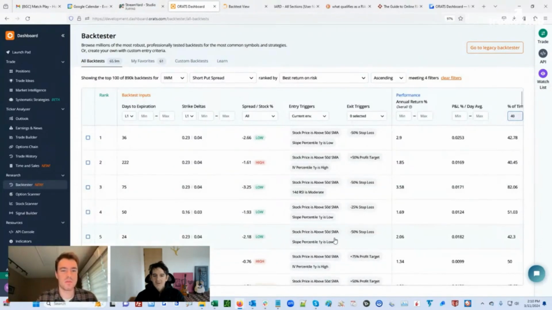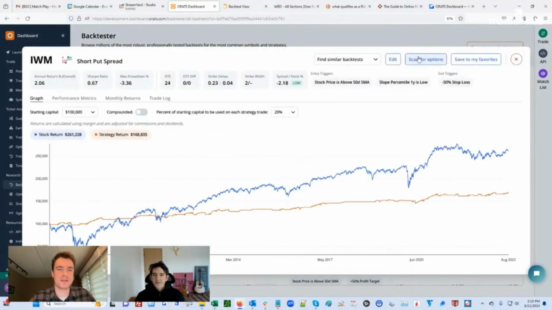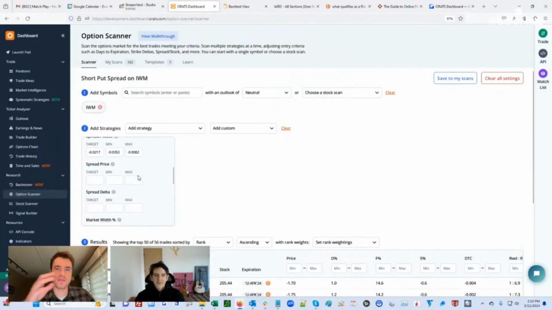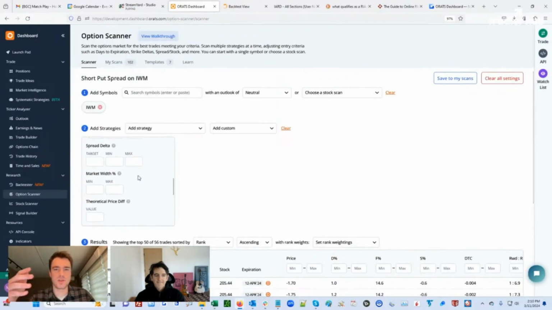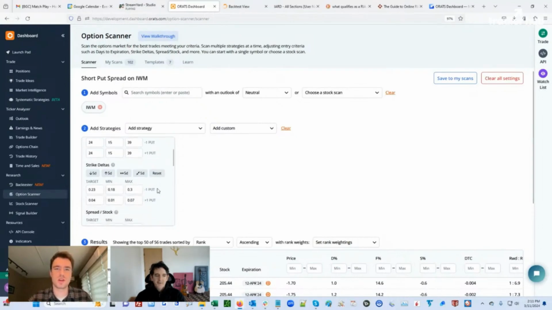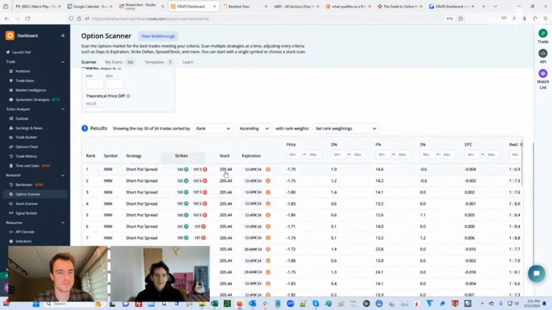So the way you would do that manually, if you're just looking through the backtesters, you'd click on the one you like. We can just click on one of those. Yeah. And then there's a button at the top that says scan for options. If you click that, it takes you directly to the option scanner and fills in all of the data that the backtest used as entry criteria. So the strike width, the days to expiration, any spread yield, entry triggers, and all that. And also here at the bottom in the results is that trade that we're considering right now.